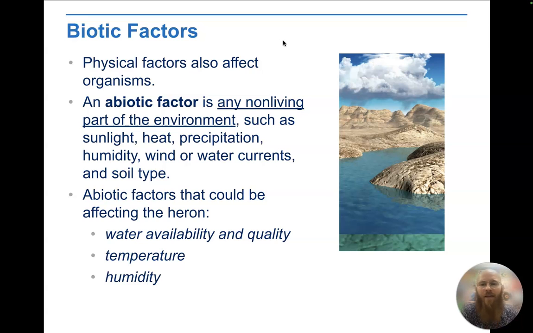So this could be sunlight, heat, precipitation, the humidity, the wind, soil, any of those physical characteristics, those physical features of an environment that aren't considered alive but are still going to define what the space is and how organisms live. Different examples that would also affect the heron would be water availability or water quality, perhaps temperature or the humidity in that environment. So those non-living features of an environment are what we call abiotic.